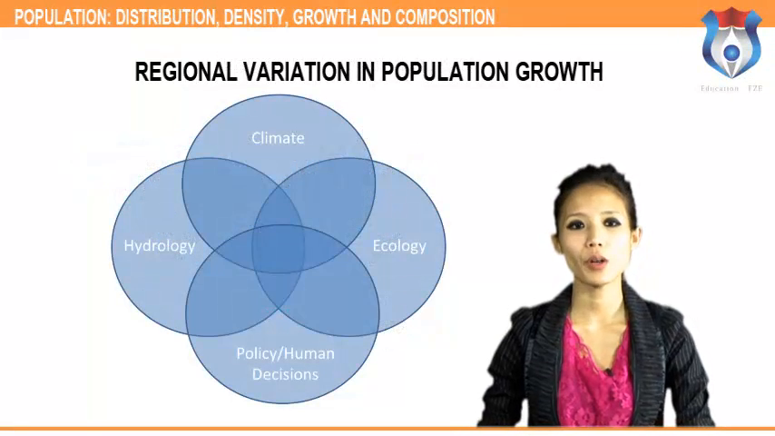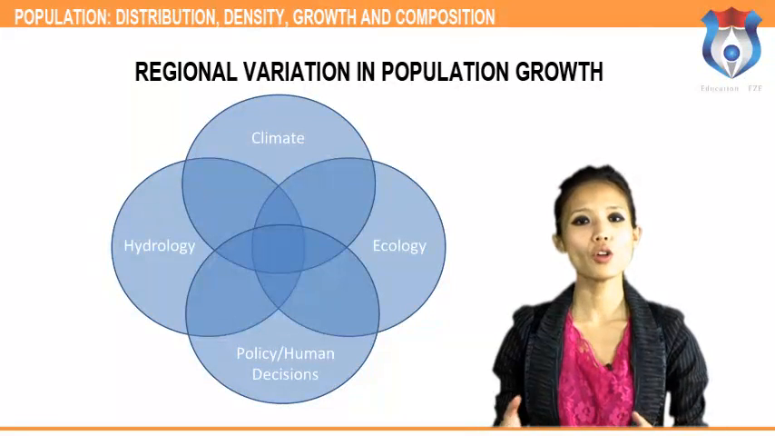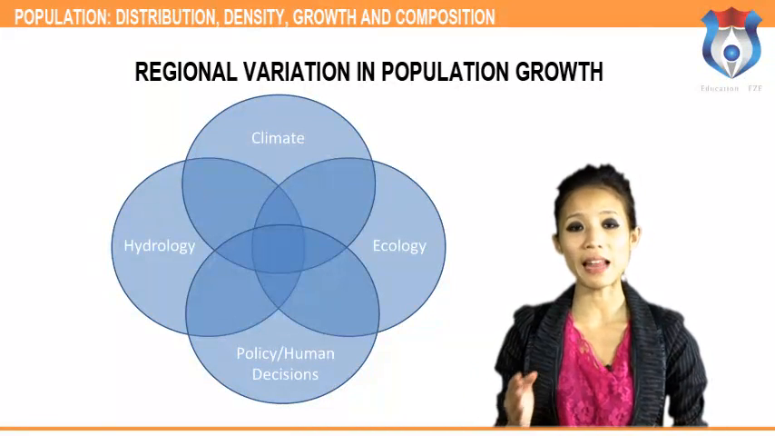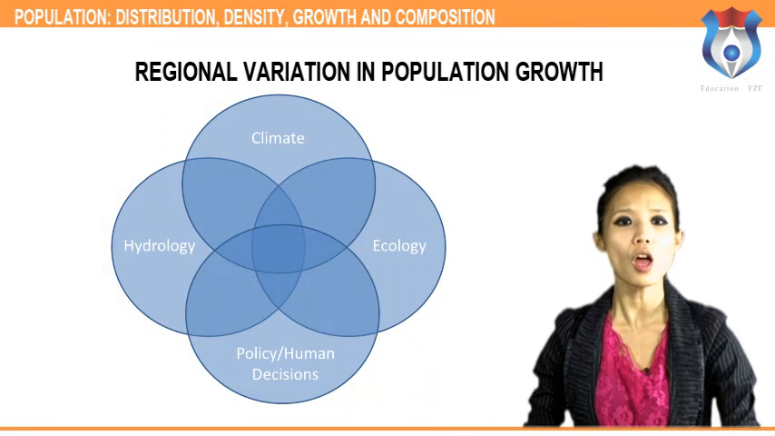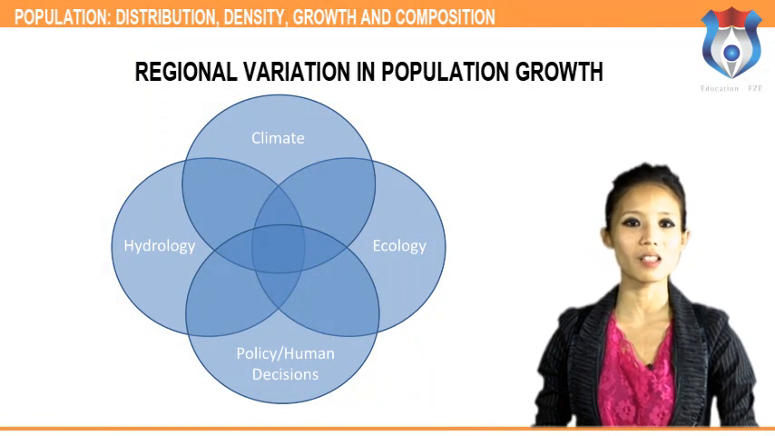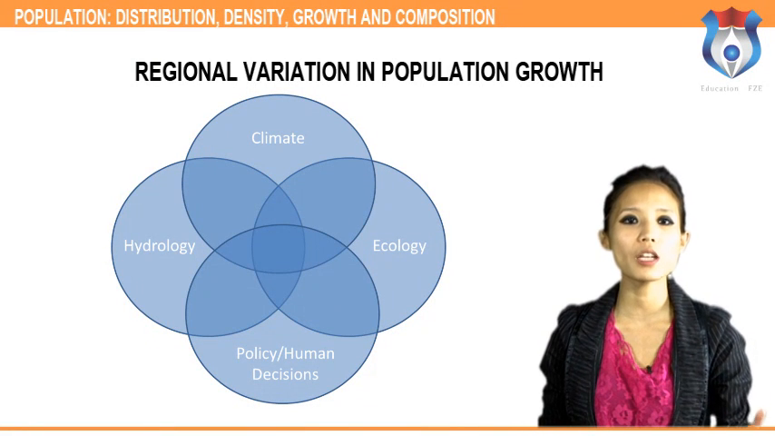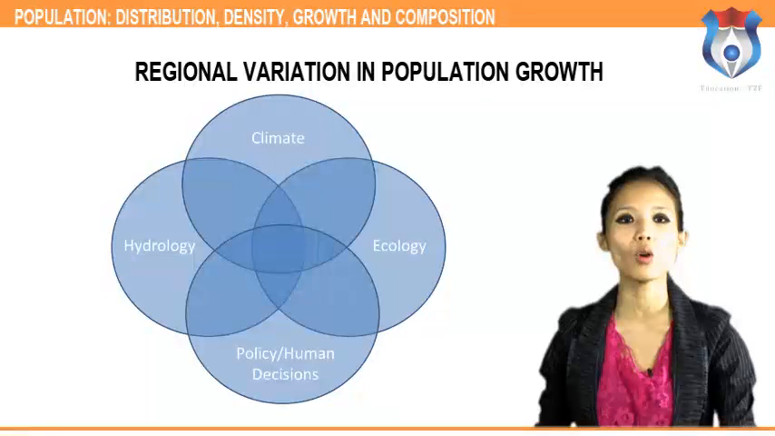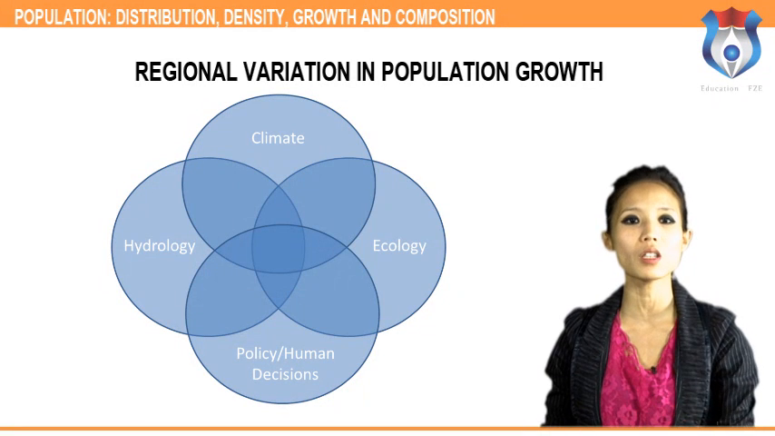Regional variation in population growth. The growth rate of population during 1991 to 2001 in Indian states and union territories shows a very obvious pattern. The states like Kerala, Karnataka, Tamil Nadu, Andhra Pradesh, Orissa, Pondicherry and Goa show a low rate of growth, not exceeding 20% over the decade.